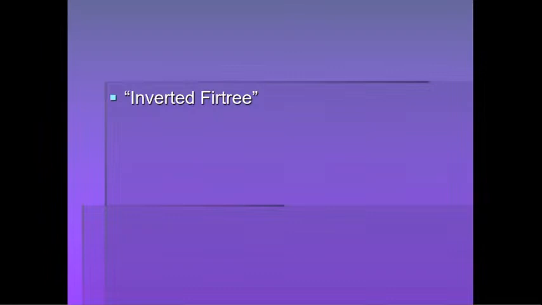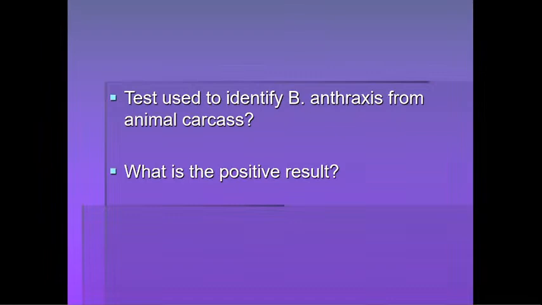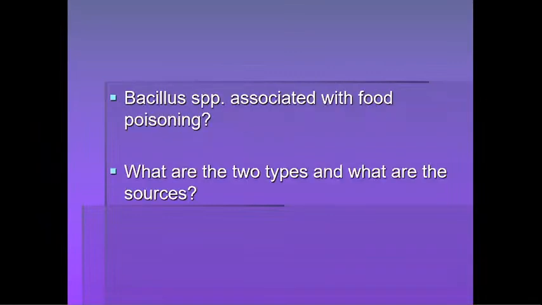The test used to identify Bacillus anthracis from an animal carcass is the Ascoli test. What happens in this test is that you add a drop of the reagent, and there would be a precipitation at the point of contact.